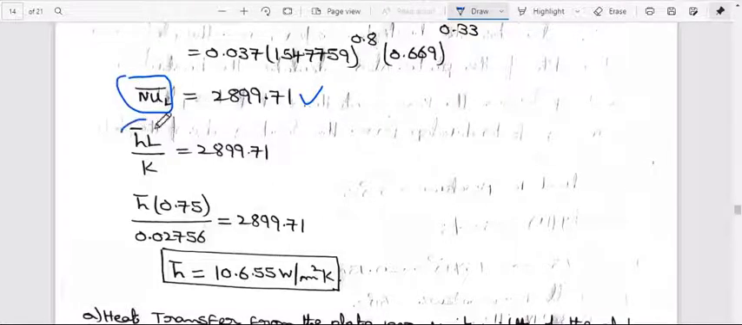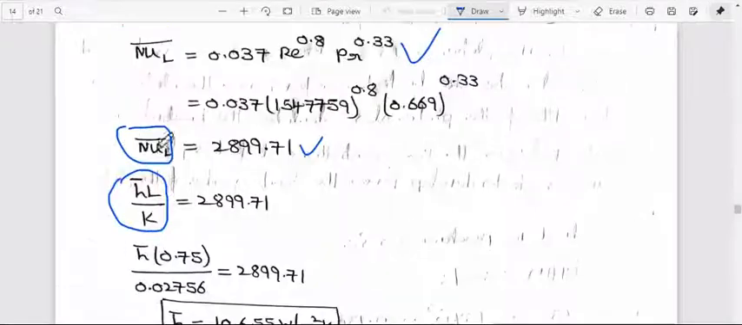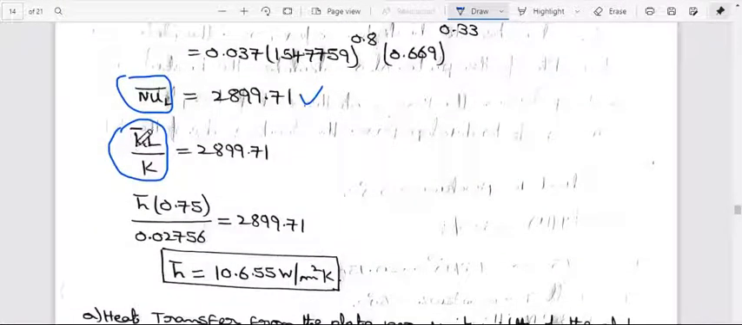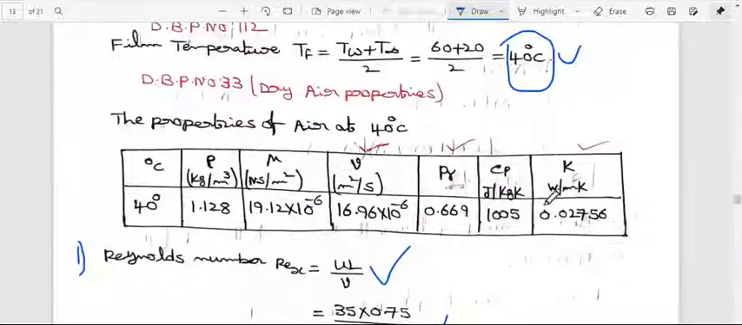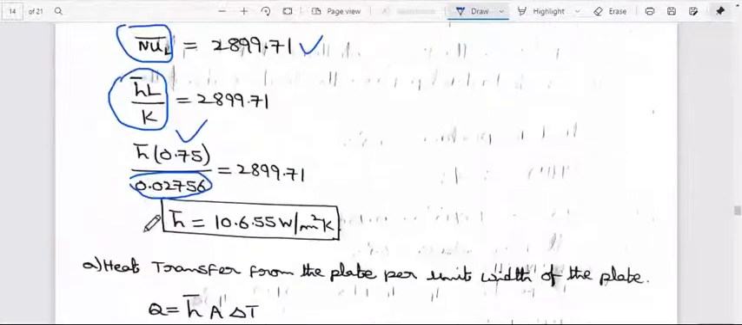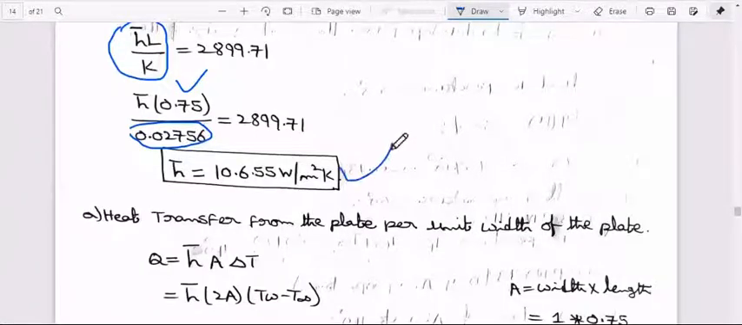What is the Nu L formula? The Nusselt number formula is equal to hL by K. Here Nu L is the average value, that's why I'm considering h bar into L by K. What is the L value? 0.75, and the K value is from the properties table, K is equal to 0.02756. So here this is the h value.